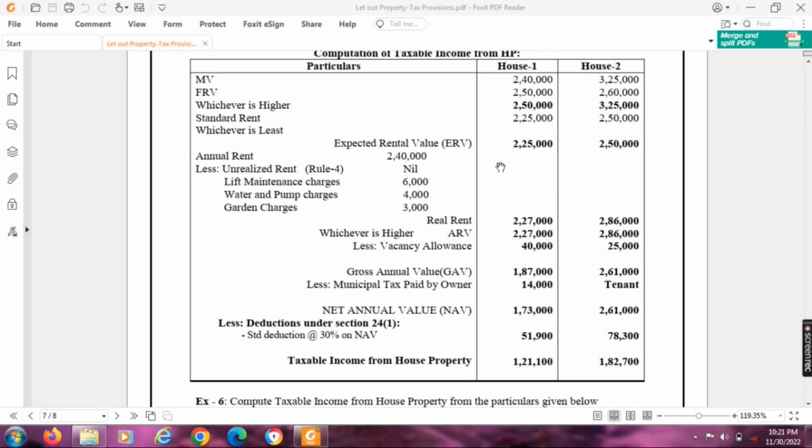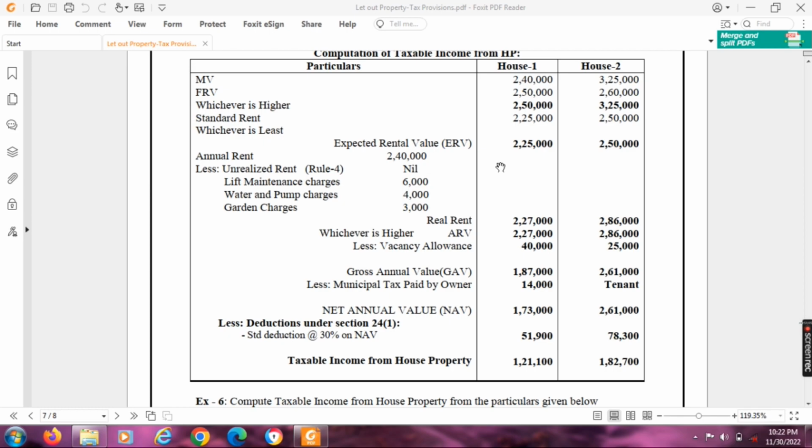With that value, we have to compare the annual rent less unrealized rent, but rule 4 was not satisfied, so that amount will not be allowed to deduct. Other maintenance expenses, the lift maintenance, water and pump maintenance, garden, we can deduct. Actually, I showed here only for the first house. In the same pattern, it is done for the second house. So the real rent for the first house is 2,25,000. For the second house, 2,86,000. Whichever is higher, that value is called annual rental value. For house 1, 2,27,000. For house 2, 2,86,000.